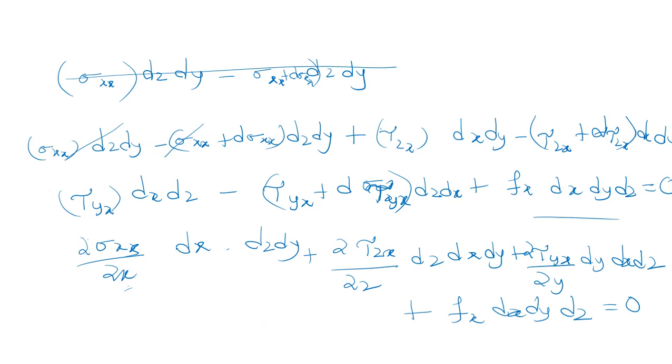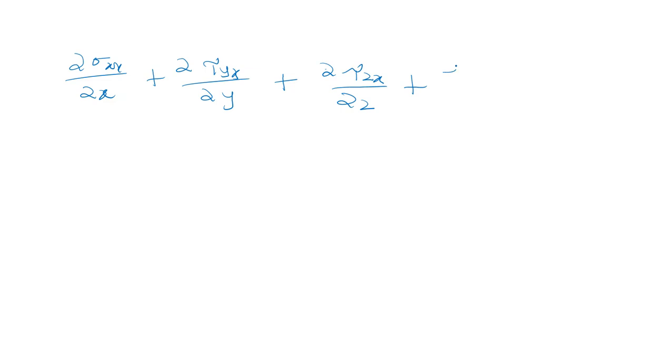Now finally dx dy dz is common in all the terms. If you keep it outside, the remaining equation is dou sigma xx by dou x plus dou tau yx divided by dou y plus dou tau zx by dou z plus f of x is equal to 0. This is the static equilibrium condition in the x coordinate.